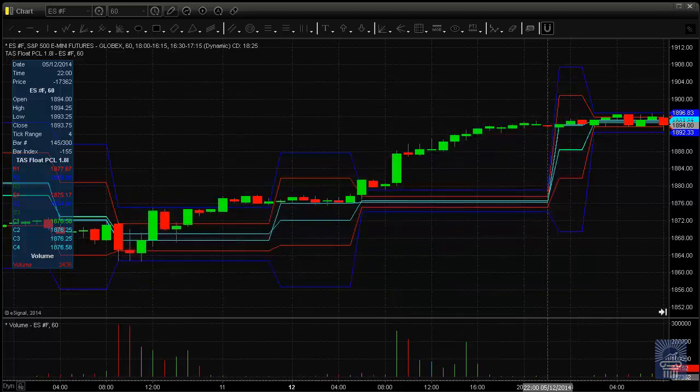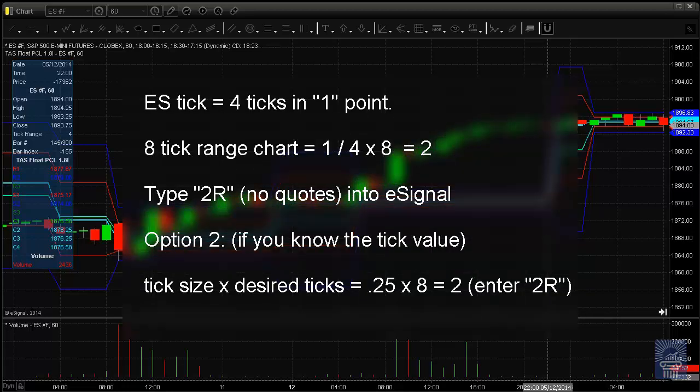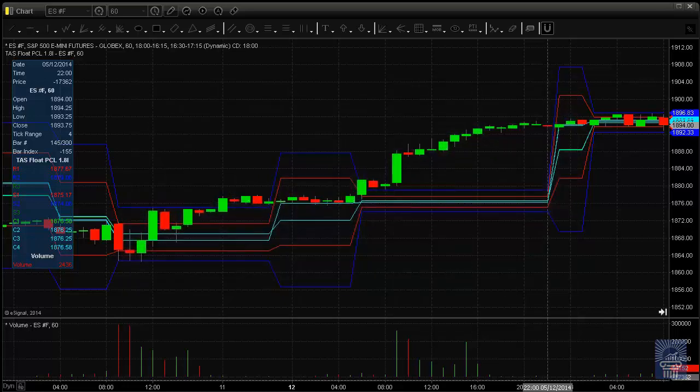If you're dealing with the ES futures contract, the tick increment is 0.25. So you would divide 1 by 4. 4 is the number of ticks in 1 point. This gives you 0.25. If you want an 8-tick chart, you multiply 0.25 by 8 and get 2. You would enter 2R into eSignal for an 8-tick chart.